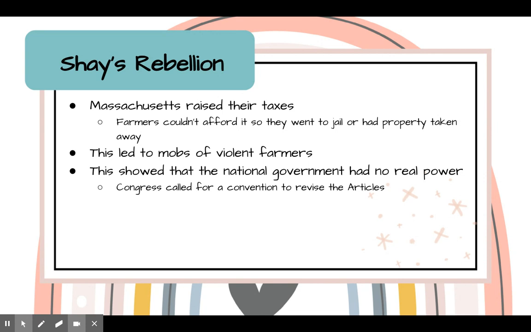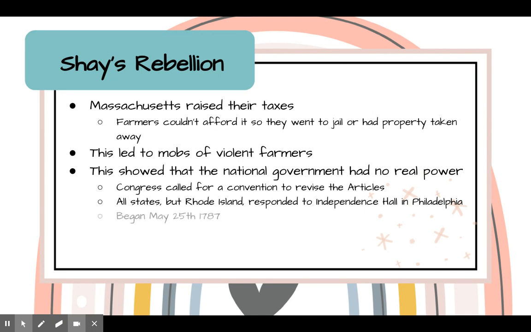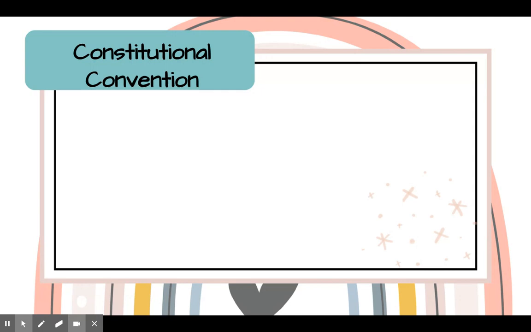Congress called for a convention to revise the articles. All the states but Rhode Island responded, going to Independence Hall in Philadelphia to start the Constitutional Convention in May of '87. So it does take 2 years for them to get the Constitution drafted. So this is where the Constitutional Convention comes into play, and we'll just briefly go over it before we get into the Constitution as a unit.